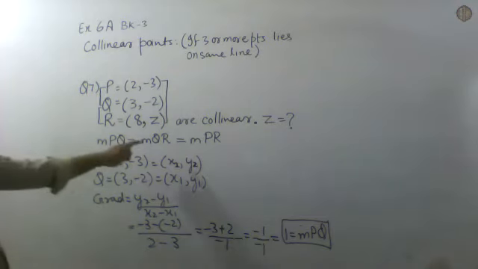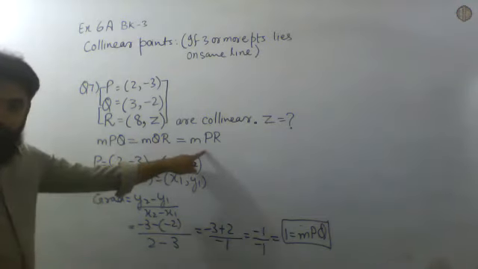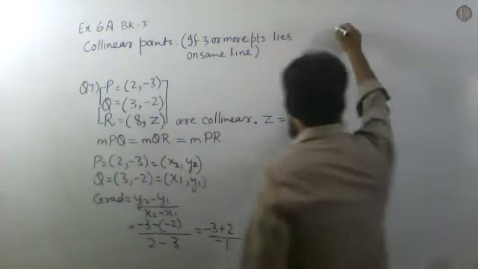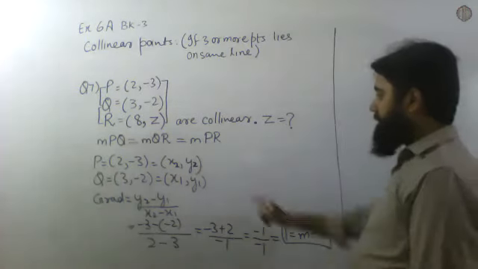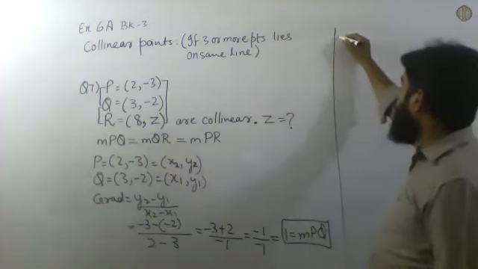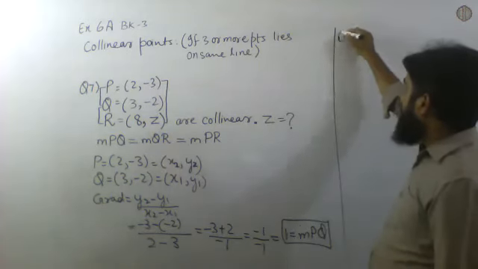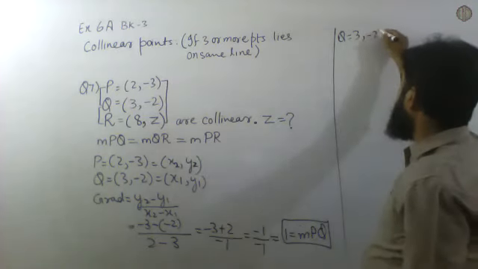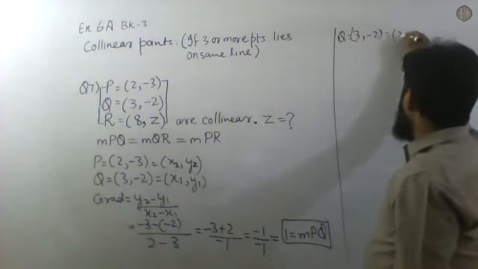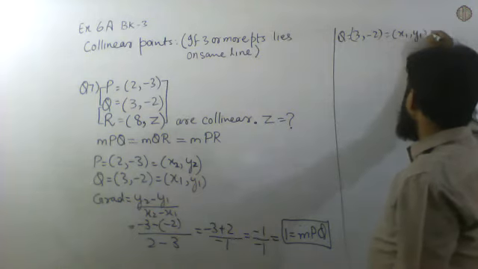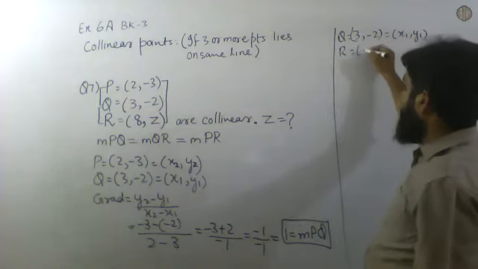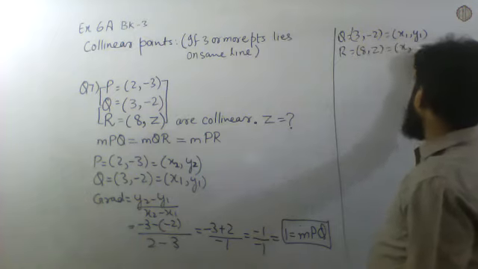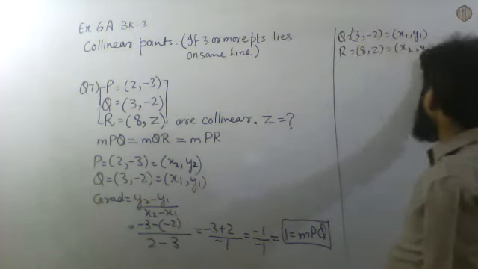Now, either QR or PR, that is the second one I am going to use. So I am taking, for instance, QR. Q, what is your Q given? Again, 3 comma minus 2, x1, y1. R is 8 comma Z, x2 comma y2.